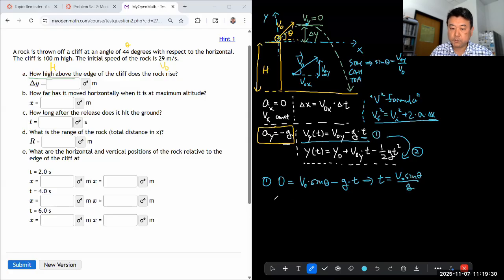I can plug that into equation 2. So from equation 2 and what I derived from here, let me call this delta y. My delta y, which is y at time t minus y naught, is equal to the initial velocity part, v naught sine theta, and where I have t, I'm going to plug in this expression, v naught sine theta over g, minus 1/2 g times t squared, v naught sine theta over g squared.